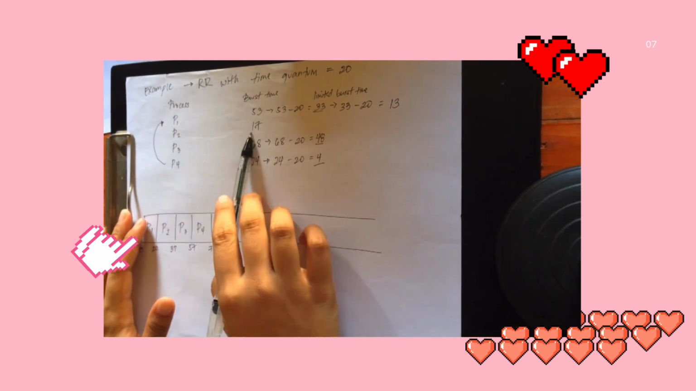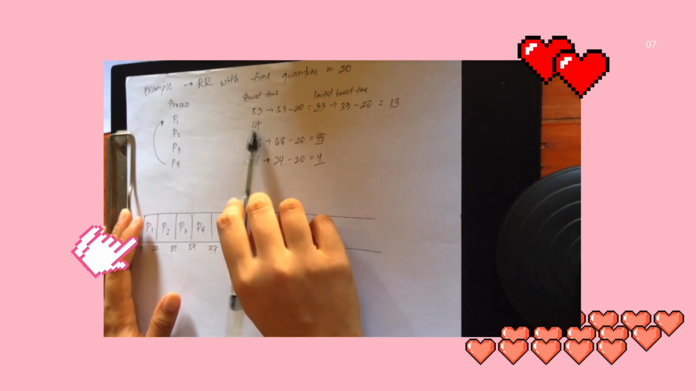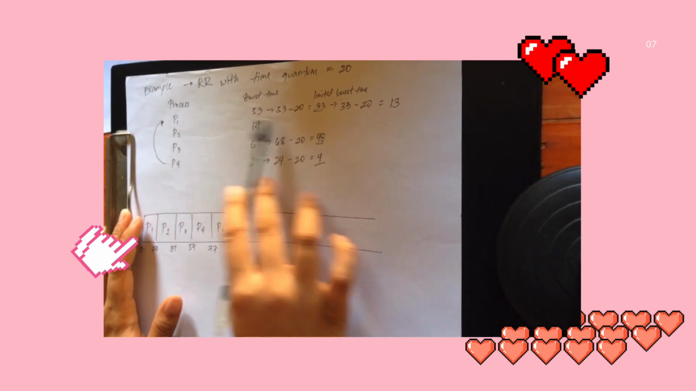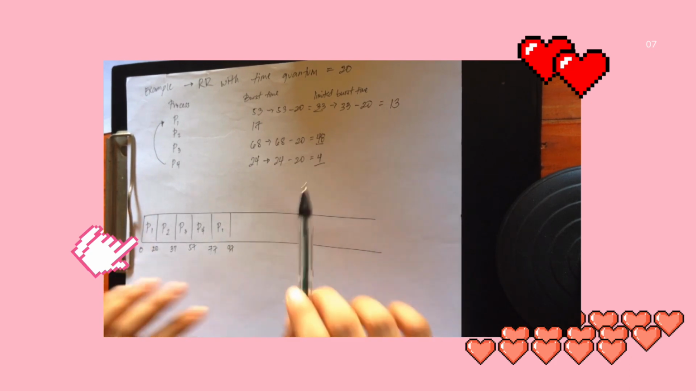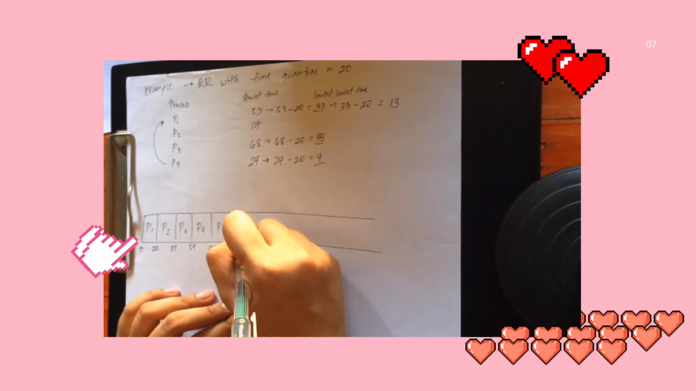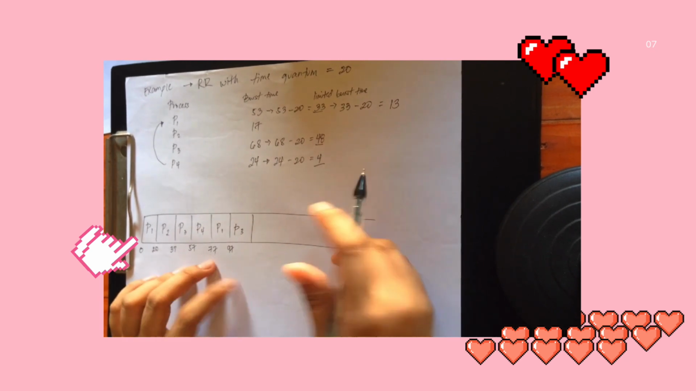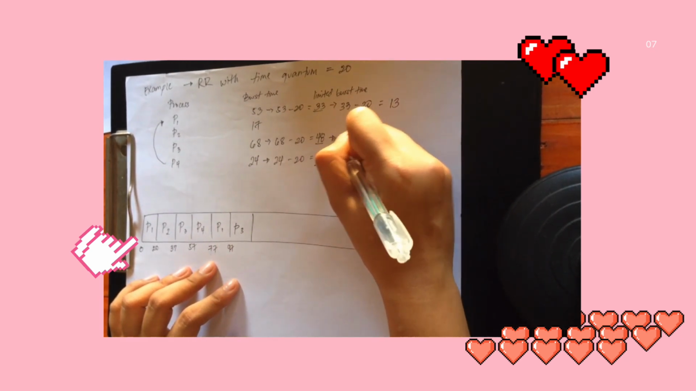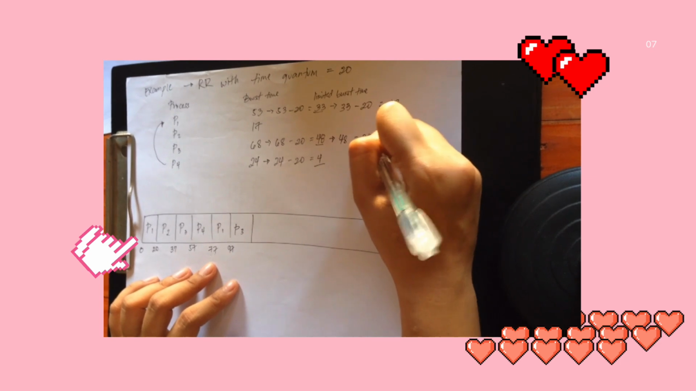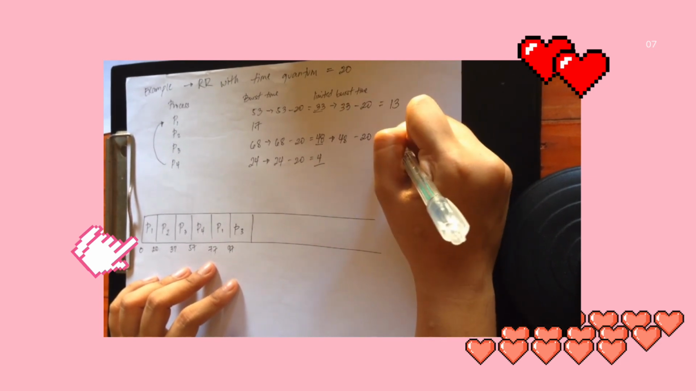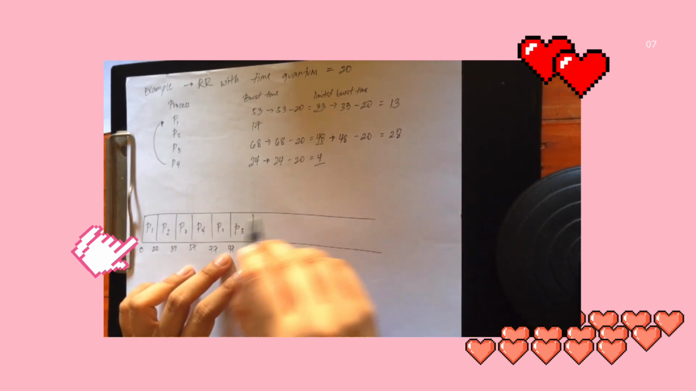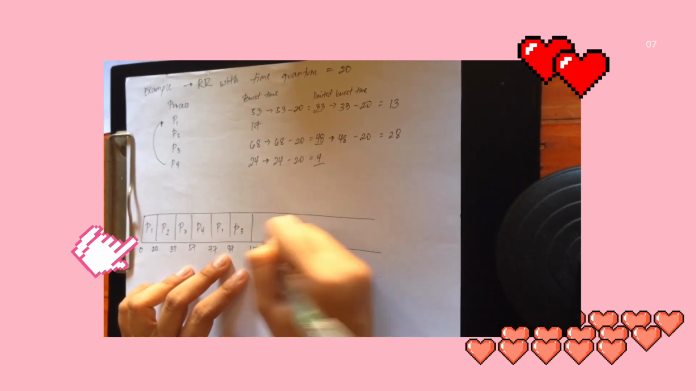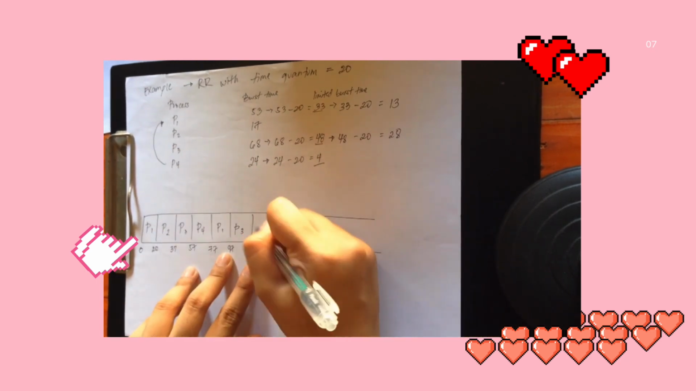Next is our P2. P2 is over, so we need to skip P2 because all of the burst time in P2 was already executed. So, next is P3. We have 48. 48 minus 20 is equal to 28. So, 97 plus 20 is 117. And we go to P4.